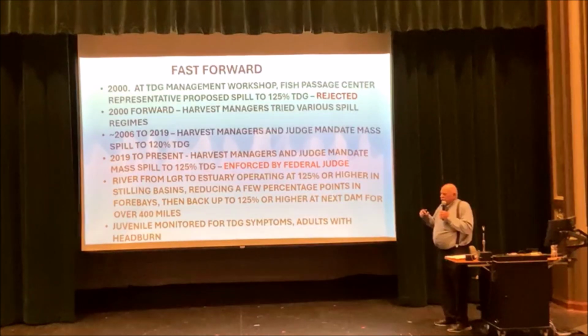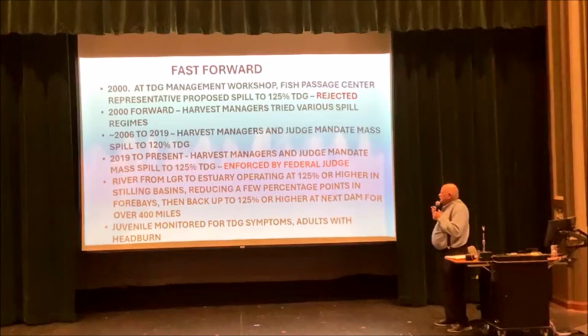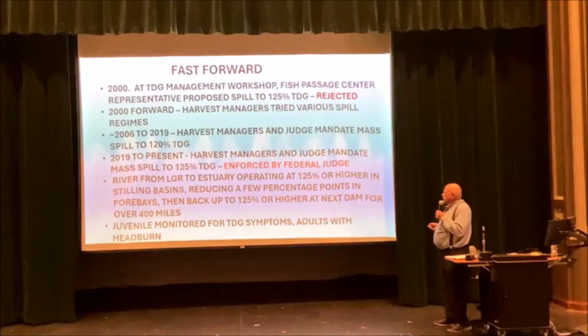And like I said, when the gas goes into the water, it stays high down to the next dam. It may drop a few percentage points, but the experience we had in the 1970s was a few percentage points. It's that way for 400 miles. So adult fish have to swim into 400 miles of gas supersaturated water, and juvenile fish that stay in the river have to travel down through 400 miles of gas supersaturated water.